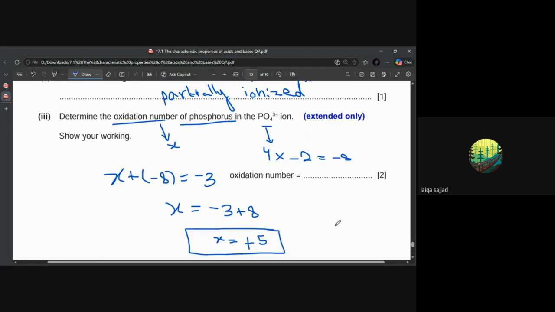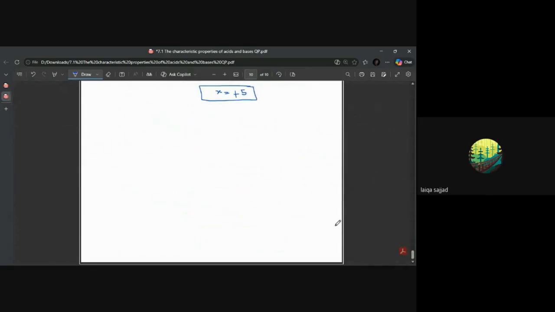Clear? Yes, clear. Okay, this PDF has ended. So we will discuss the next two PDFs. One is about the preparation of salts, and the other one is about oxides in our tomorrow's class.